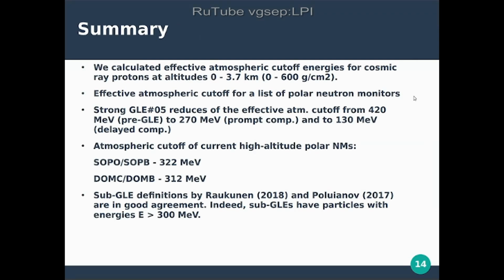So, here is my summary. We calculated the altitude profile of the effective atmospheric cutoff, how it changes with altitude. We calculated it for the list of polar neutron monitors. We showed how the effective atmospheric cutoff energy reduces during a strong sub-GLE. And we also showed that the two sub-GLE definitions, by Raukkonen and Polyakov, don't contradict each other. They agree quite well.